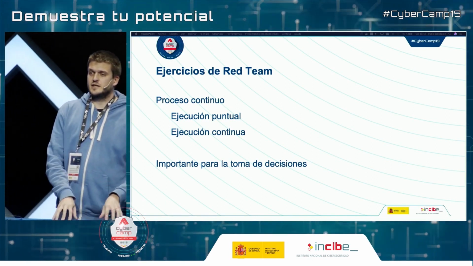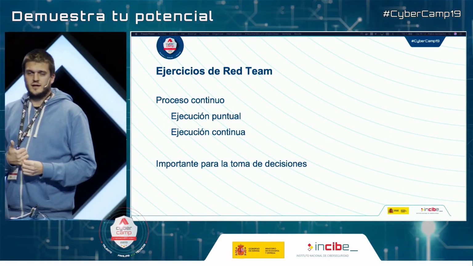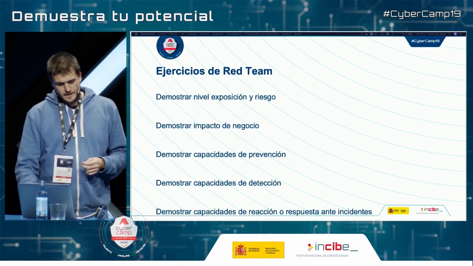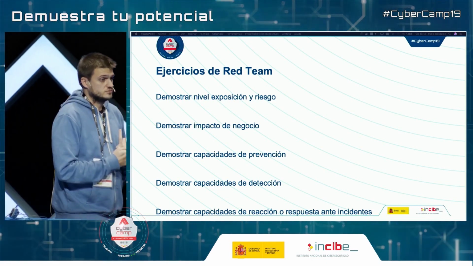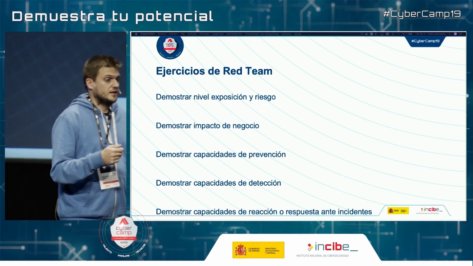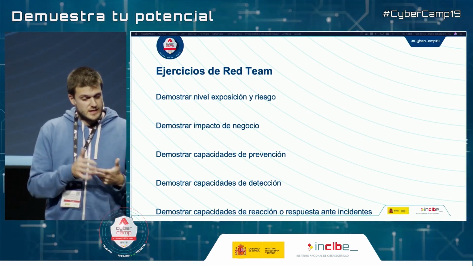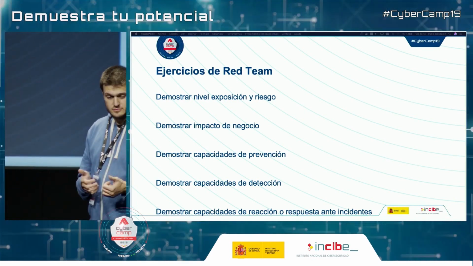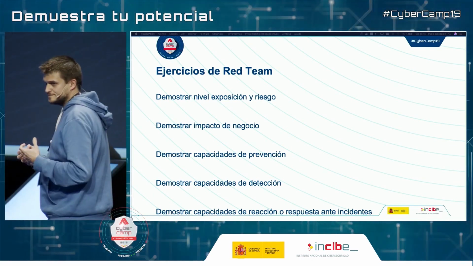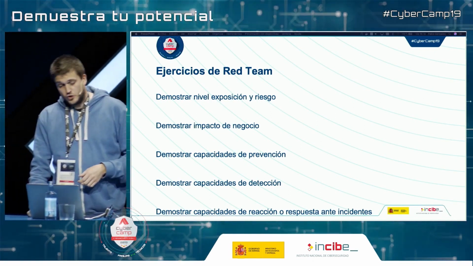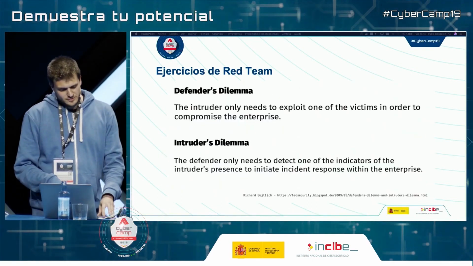Now, when we talk about real threats, what we mean is that we're going to use the same techniques that the threats that have been used in the last few years have used, and the things that have affected society and the community. So what is our aim? First of all, to show what level of exposure and risk the organization has. Then we have to show the impact on the business. Then we have to show our prevention and detection capacities, as well as our response ability. So we are going to look both into configured solutions and people, which is the blue team. And of course, the blue team shouldn't know that this exercise is being run in the organization.